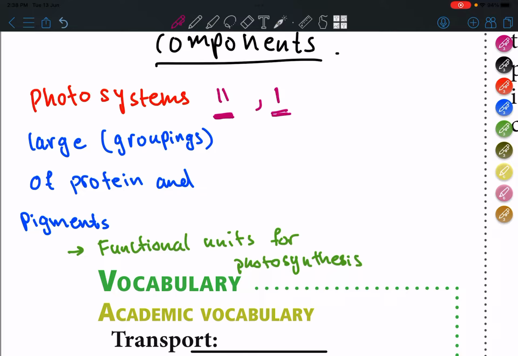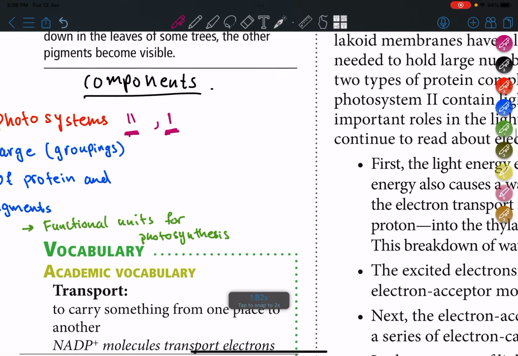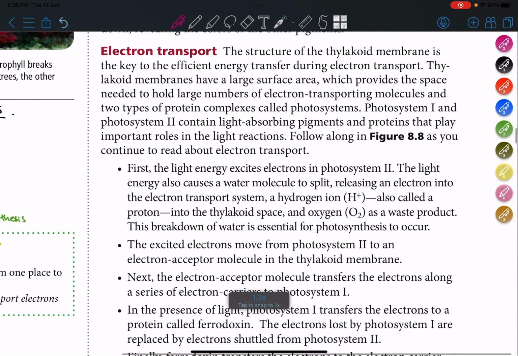So if anyone's wondering why it is 2 then 1, it's because 1 was discovered before 2, but in actuality, in the process, we use photosystem 2 and then we use photosystem 1. If anyone would like to highlight the information that we just discussed in the book, it is found right here.